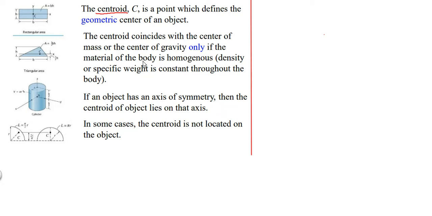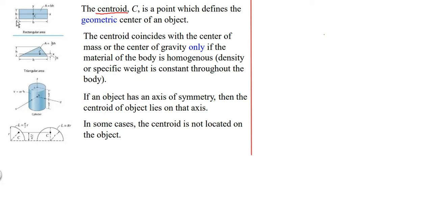of a cross section. The centroid, or capital C, is a point which defines the geometric center of an object. What this means is that if I have a rectangle there, and I draw a vertical line down its center, and I draw a horizontal line along its center, where those two axes intersect, that's known as the centroid. That is the geometric center of that object, which happens to be a rectangle.